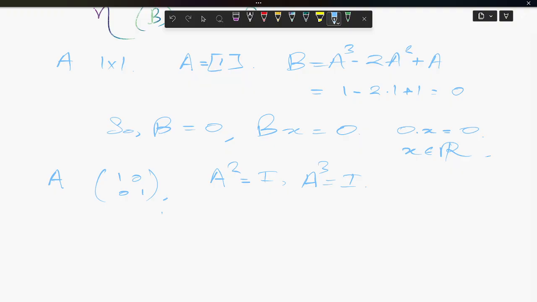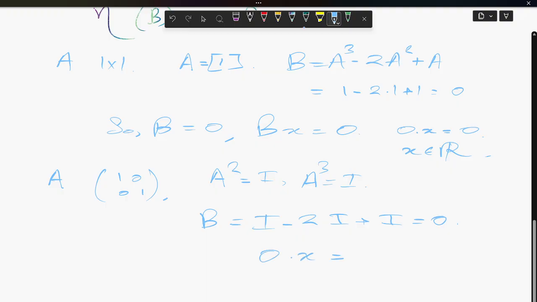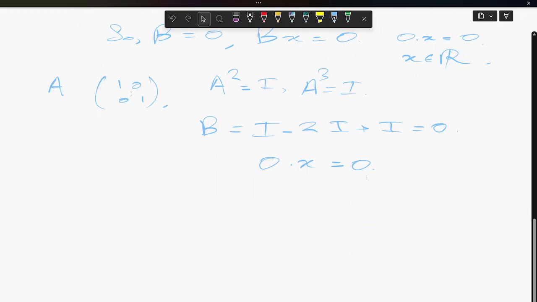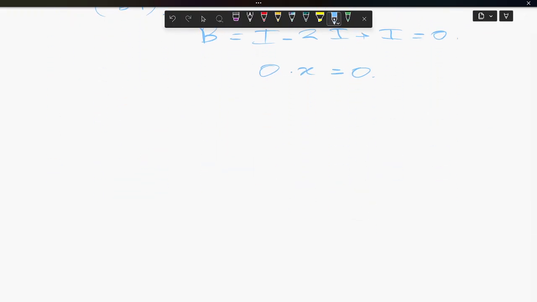So our B will be I minus 2I plus I. So that is equals to the null matrix. So again we are getting 0x equals 0, so x can be anything. Okay. So let us take any non-identity example.